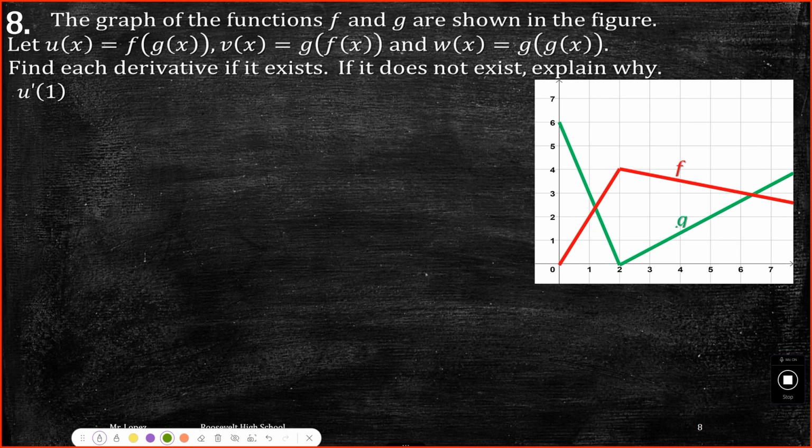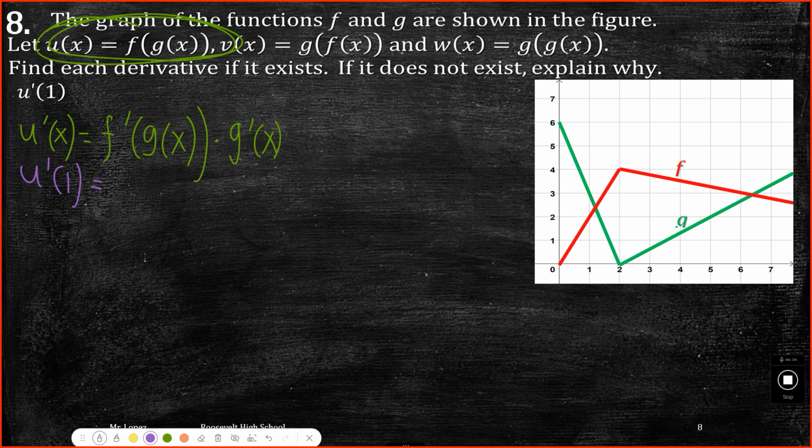U prime of 1 is dealing with this function here. So U prime of x will equal f prime of g of x times g prime of x. And then we're going to do u prime at 1. U prime at 1 is f prime at g of 1 times g prime of 1.